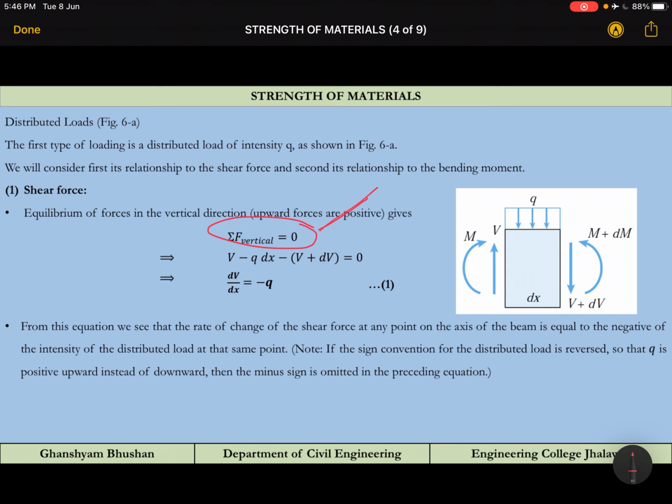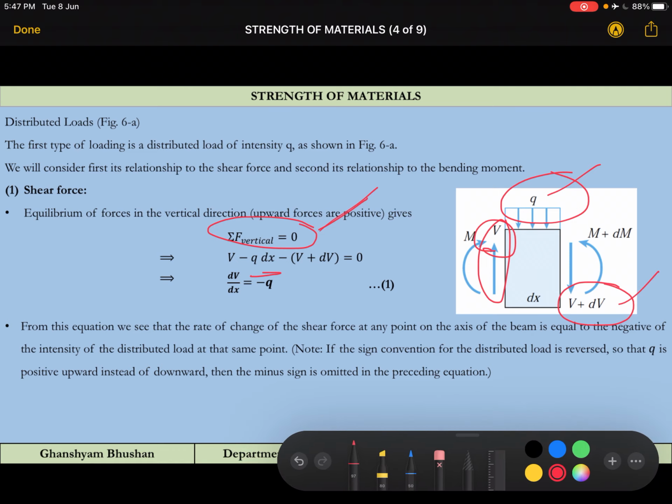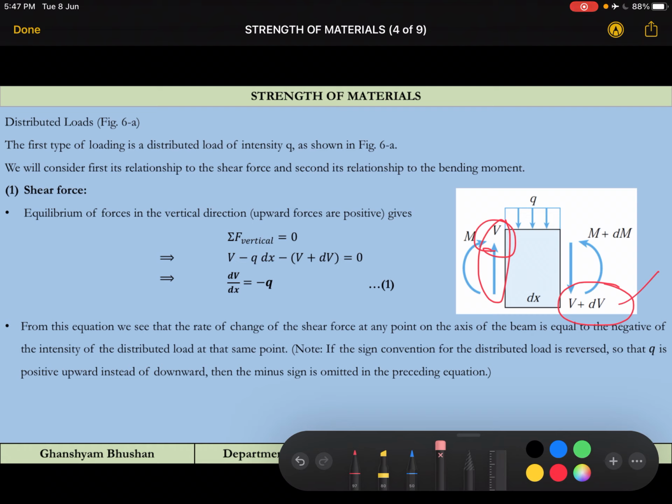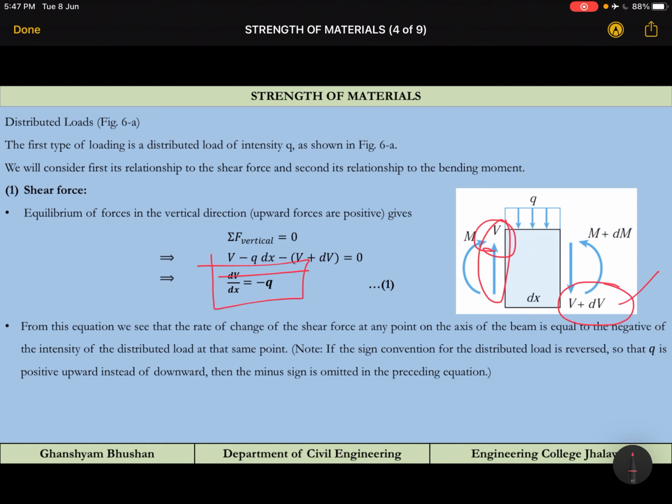So what are the vertical forces? We are taking upward as positive. V is there, this is downwards, and Q is the distributed load, so we multiply by the length dx, giving Q dx. Minus the other force, which is V plus dV, in the downward direction. So Q dx and V plus dV are subtracted, and it will be equal to 0. Things cancel out and you get dV by dx. So the rate of change of shear force, dV by dx, is equal to the loading.